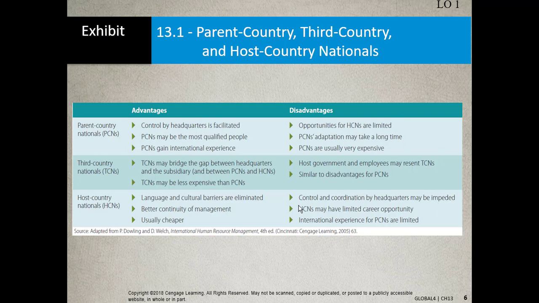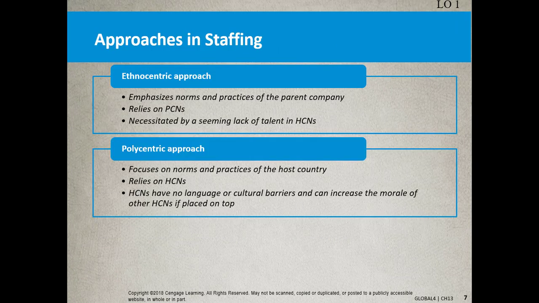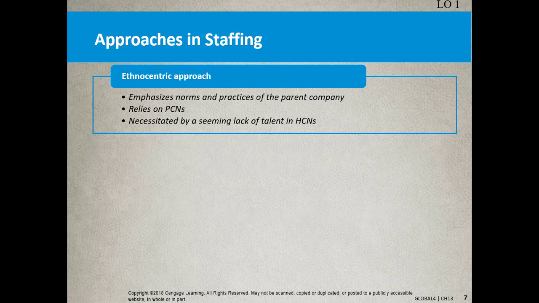All right, let's look at the approaches for staffing. So we have several approaches. Let's start with the first one, ethnocentric. Now, ethnocentric, we talked about that word before in very negative connotation, which it is. It's a word that's extremely charged, right? This is not how we're going to apply that word now. We're just using it as a descriptor. In this case, the descriptor is to emphasize norms and practices of the parent company, to rely on parent company nationals, and necessitated perhaps by a seeming lack of talent in the host country. So that would be the ethnocentric approach.